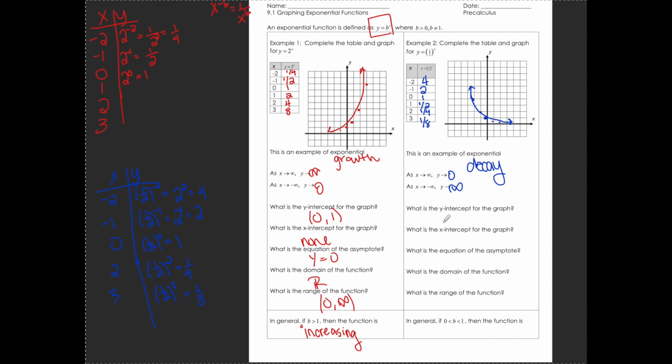The y-intercept of this graph is (0, 1). There again is no x-intercept. Again, there's no value that I can plug in for x and get this y value out to be 0, which means the equation of the asymptote is the x-axis, which is y equals 0. The domain of this function is all reals, and the range is from 0 to infinity. In general, if 0 is less than b is less than 1, then the function is decreasing.